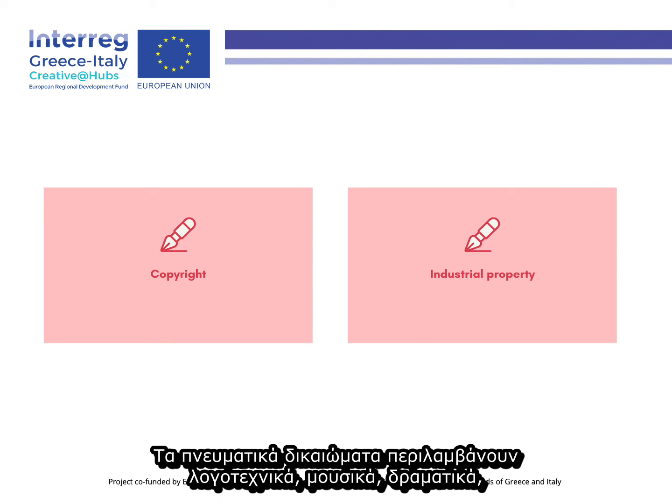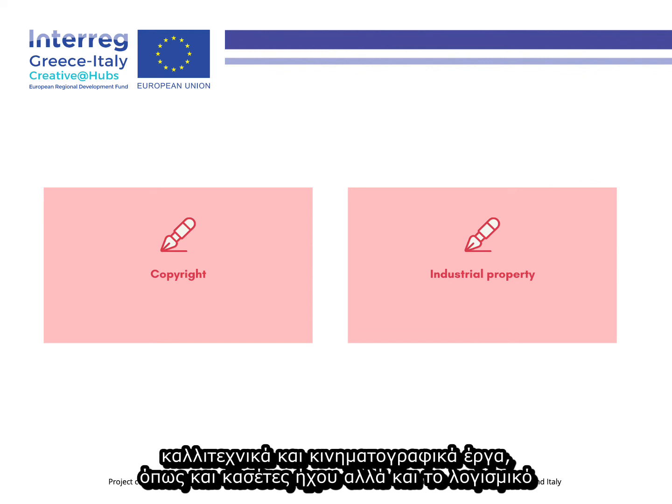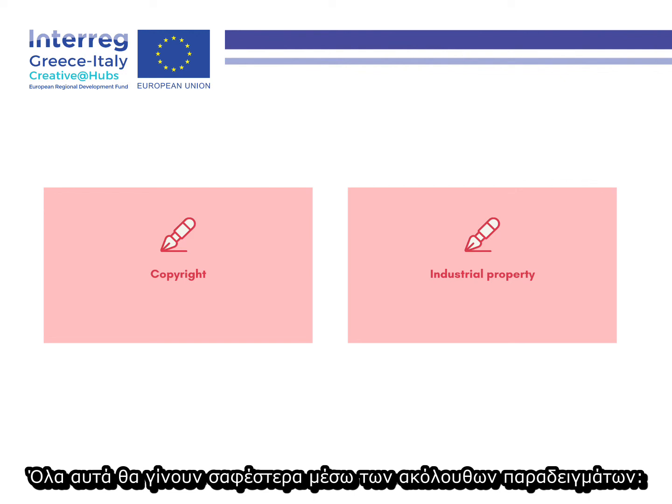Copyright relates to expression of ideas in material form and includes literary, musical, dramatic, artistic, cinematography work, audio tapes, and computer software. All these will be clearer through the following examples.